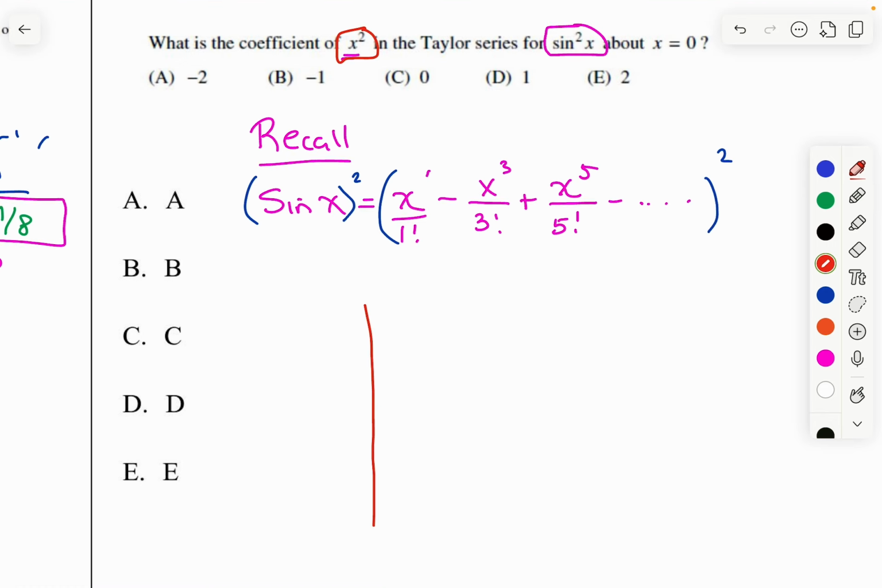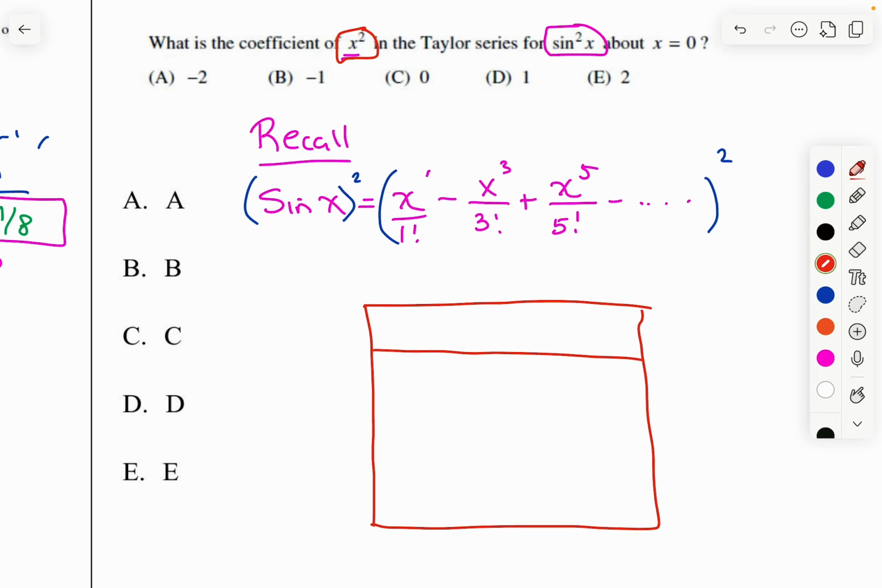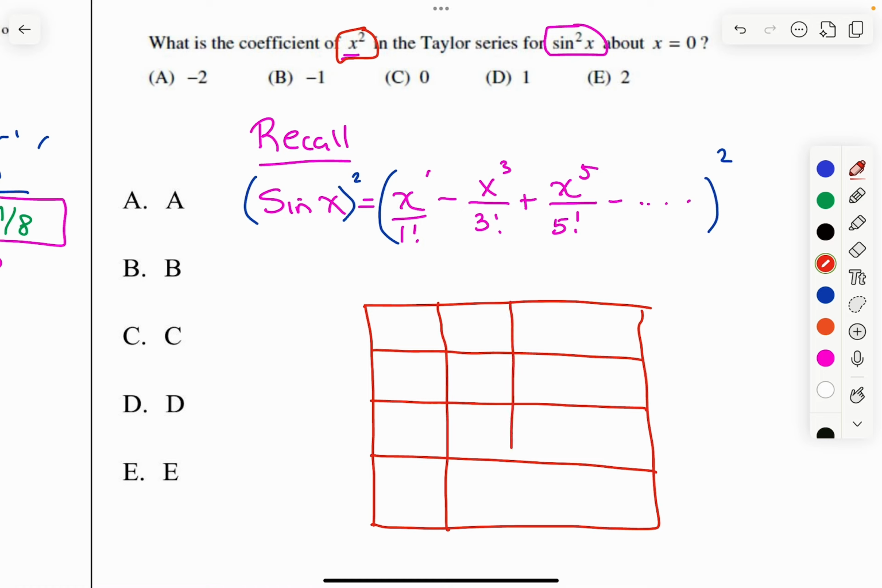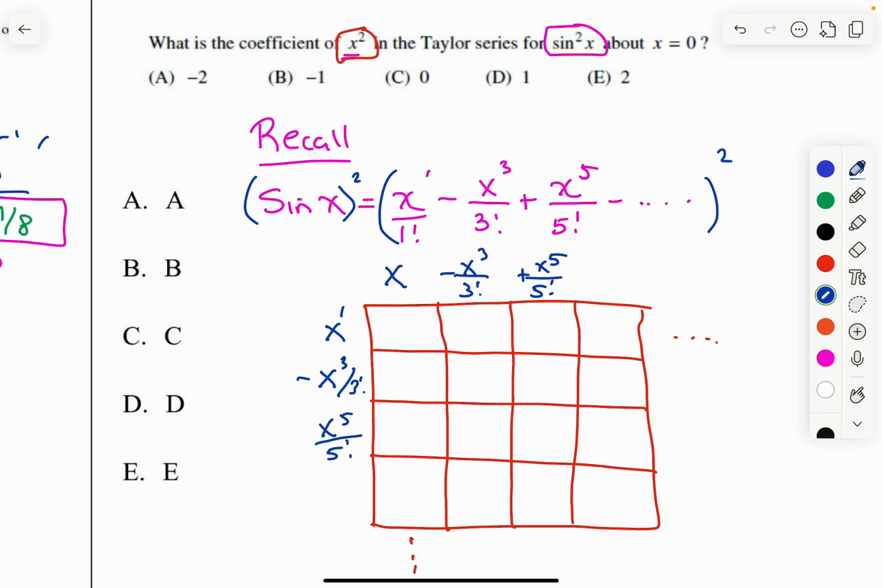If you want, do something like this. Make yourself a little 2x2 table to help organize when you're squaring something. We don't even have to probably do this many cells, but let's just see. This will go on in both directions. So I got x minus x cubed over 3 factorial. Already I can tell I'm not going to need these terms because I'm just looking for the coefficient of the x squared term.